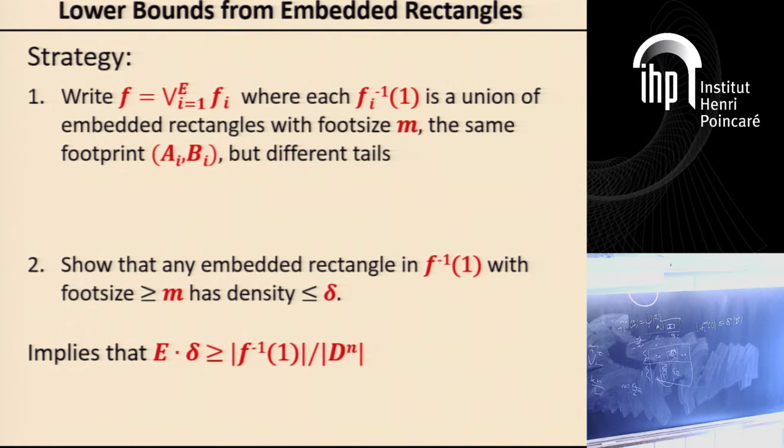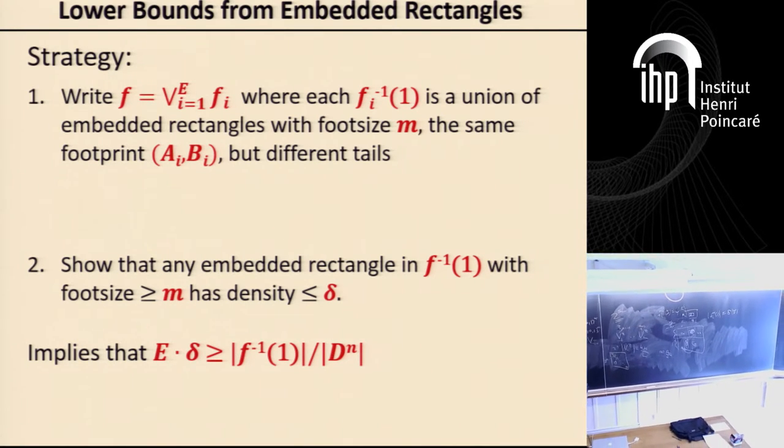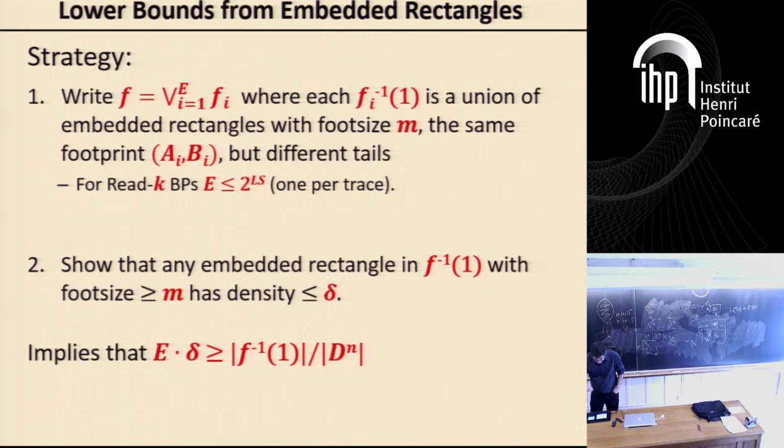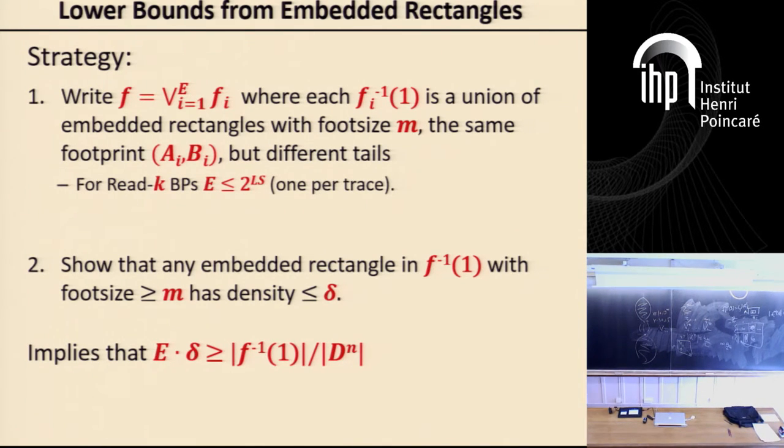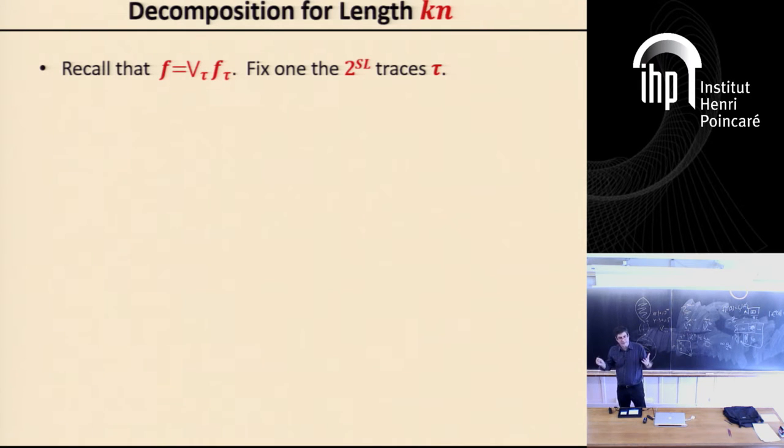So the whole thing is going to be, what's the bound on E and what's the bound on delta? How many different footprints do we need? And so on. In the case of read-k branching programs, there was only one footprint per trace. So there were 2 to the SL different footprints we had to deal with, one per trace. In the case of general length-kn branching programs, we don't know what that number could be. Okay? So we're going to try to get that bound as well.